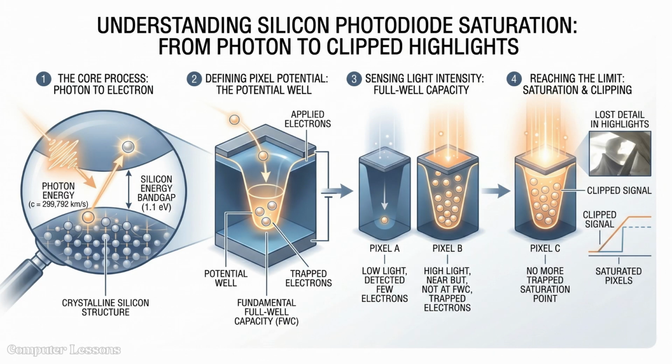Silicon atoms release electrons when hit by photons, overcoming the specific energy band gap threshold of the material. These electrons are trapped within a potential well, defining the pixel's fundamental full well capacity. Once capacity is reached, the pixel saturates, resulting in clipped highlights and lost detail.